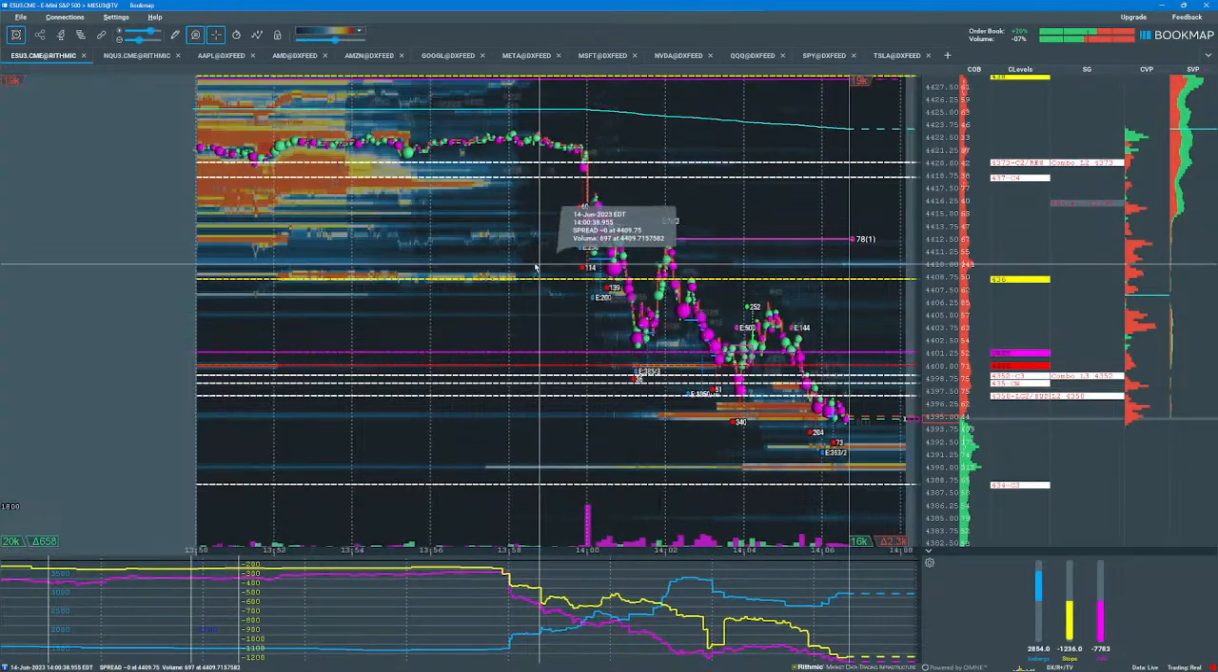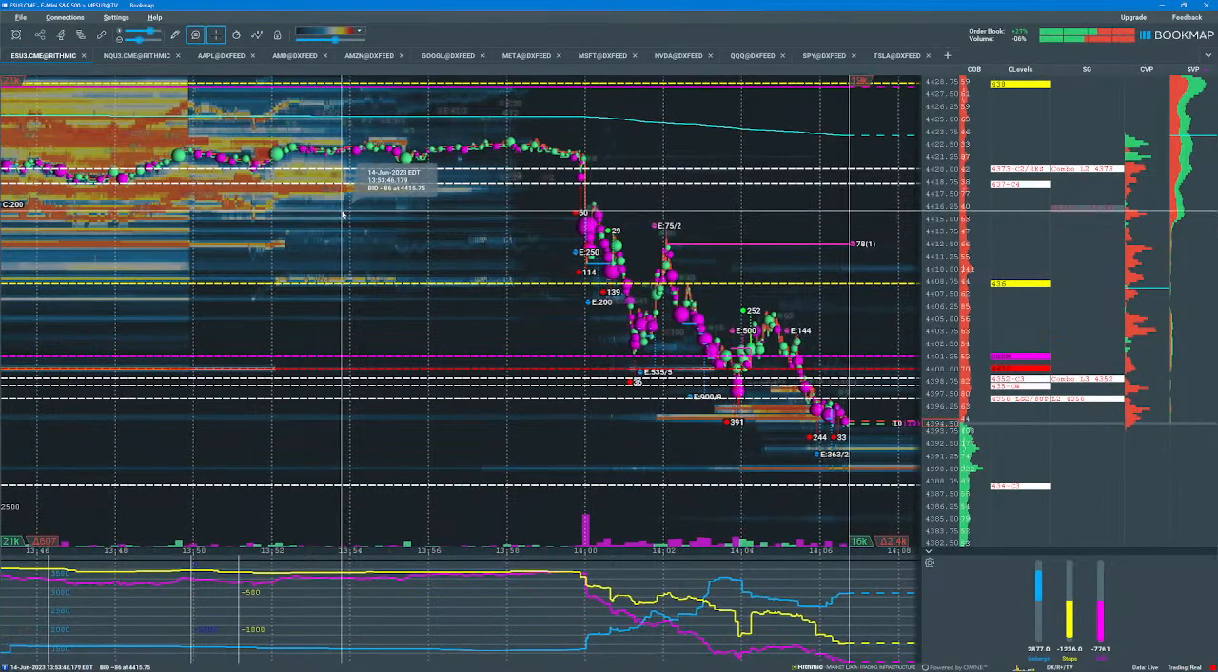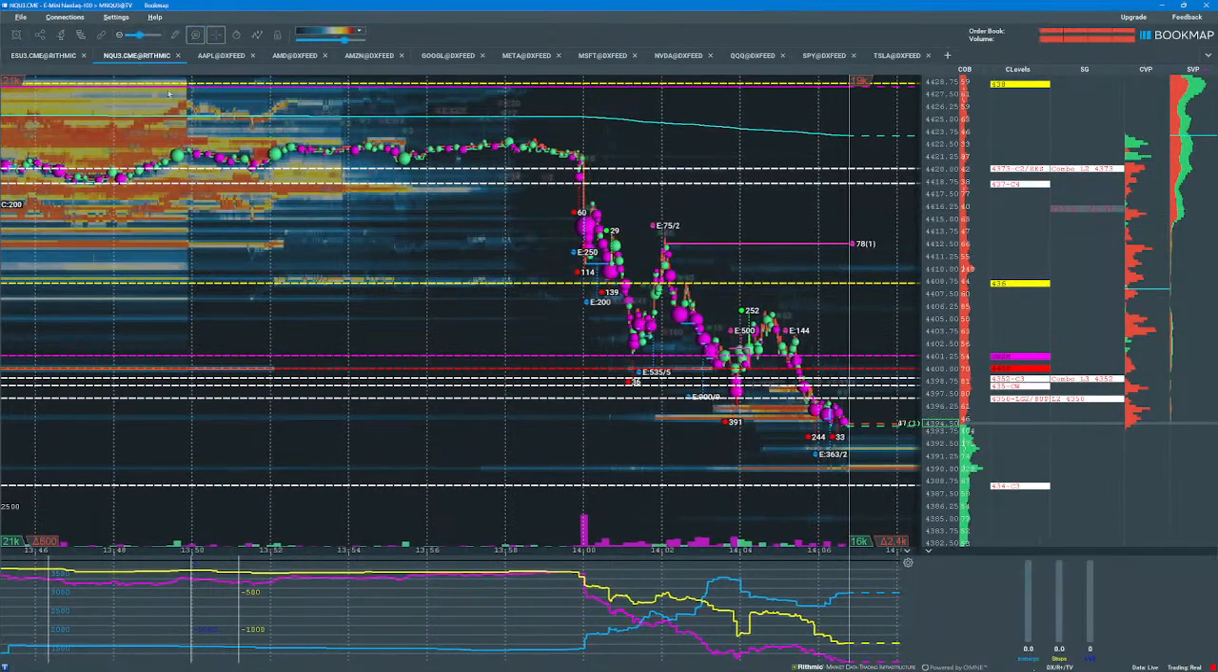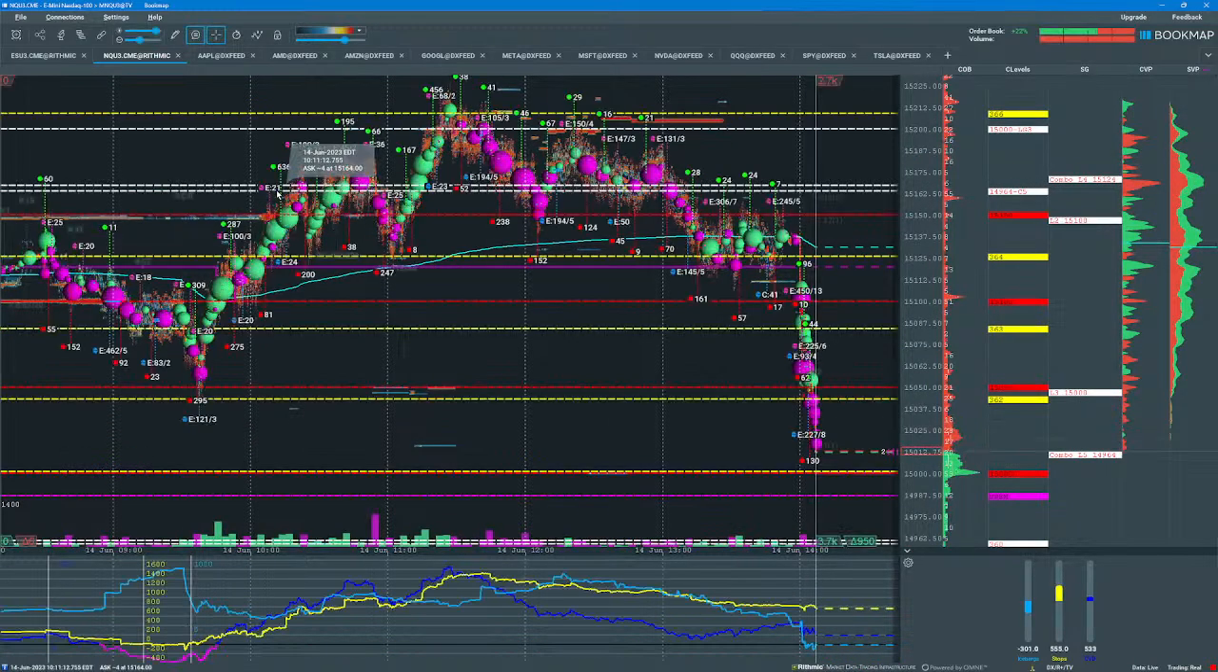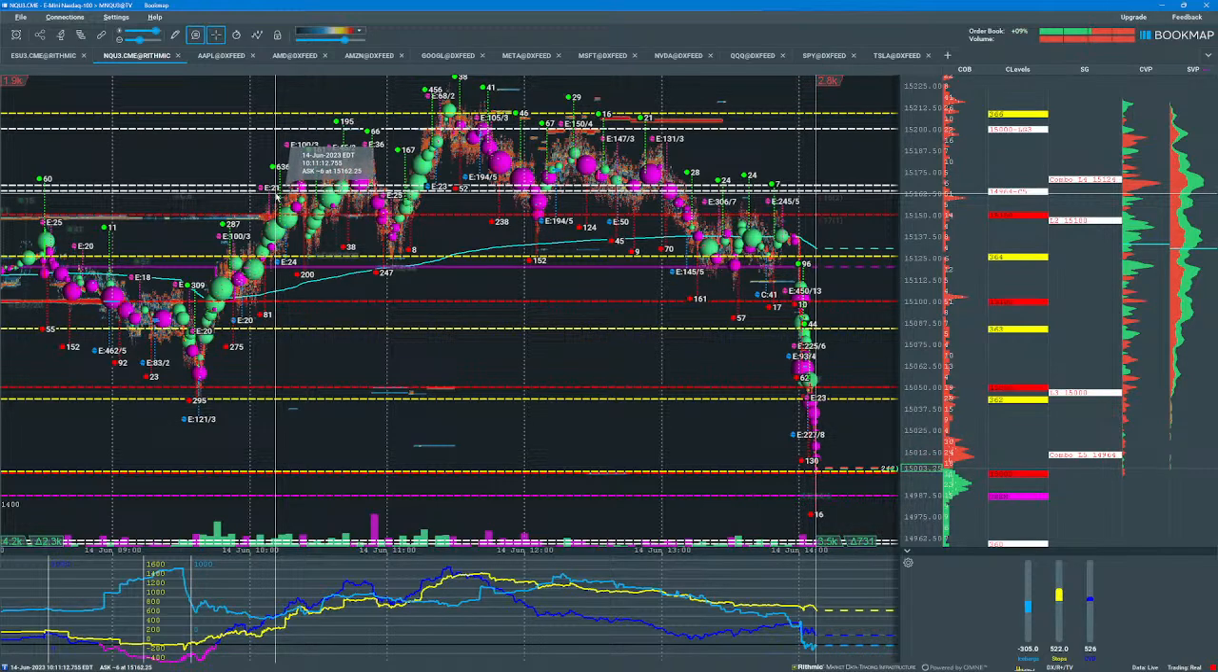And let's see what the NASDAQ is doing. Also moving sharply lower. NASDAQ is down since the announcement. It looks like over 100 points, and continues lower, just back down to the upper weekly expected move and the NQ 15,000 level.